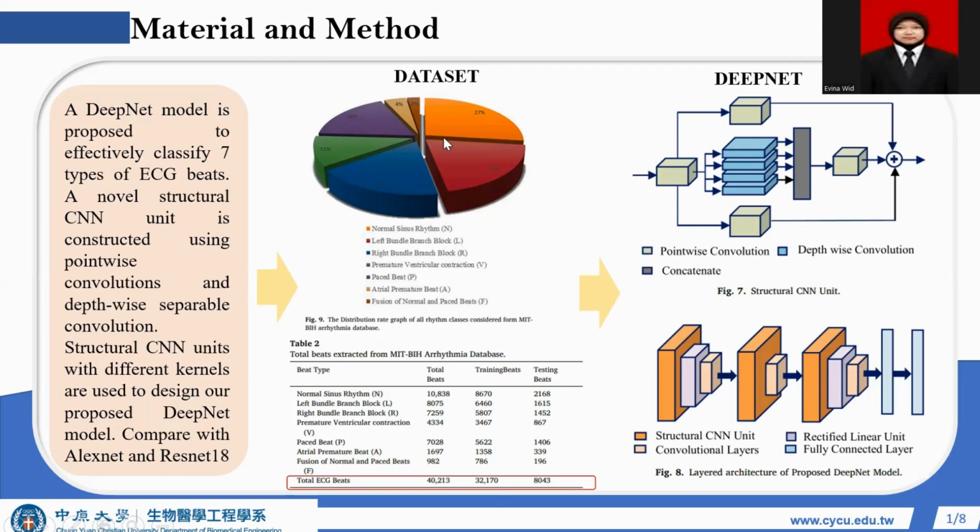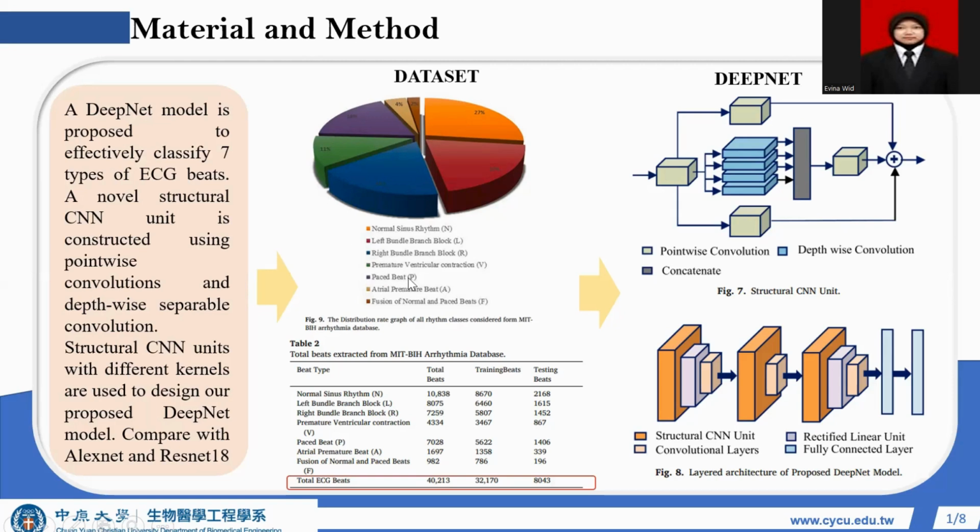And this is the distribution. The biggest majority, 27%, is the normal sinus rhythm, which we call N. The second is left bundle branch block, which we call L. The third class is right bundle branch block, which we call R. And the fourth is premature ventricular contraction, which we call V.